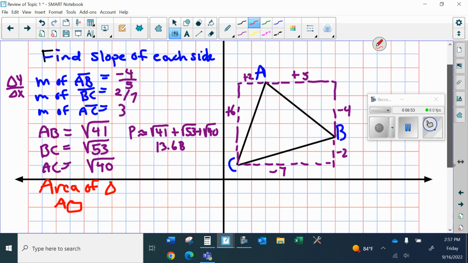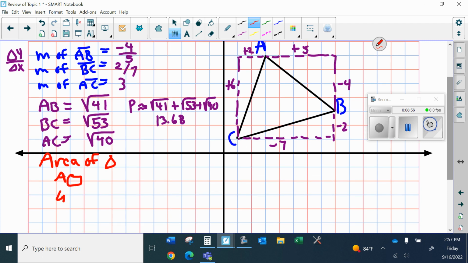So we have 42 for the area of the rectangle, minus the area of triangle 1, 2, and 3. Triangle 1: we know area of a triangle is 1/2 base times the height, so half of 2 is 1 times 6 is 6. Minus area of triangle 2: half of 4 is 2 times 5 is 10. Minus area of triangle 3: half of 2 is 1 times 7 is 7.